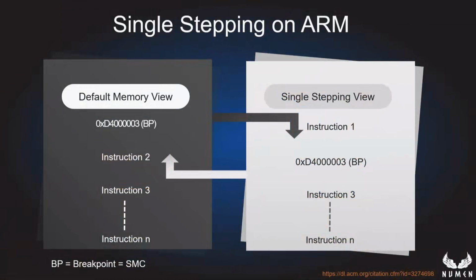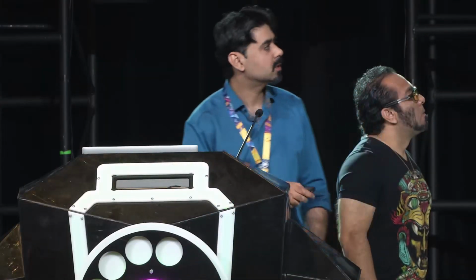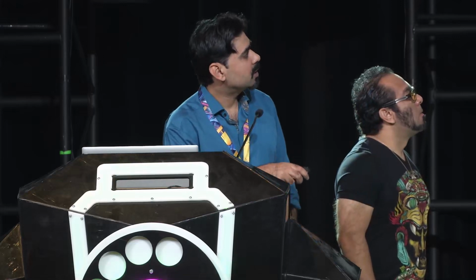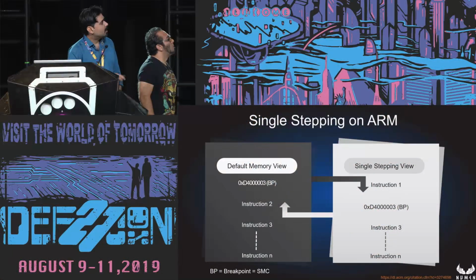It's also called SMC. It's a special instruction. On Intel, it's int3, so you can use the same for Intel also. But you don't have to use this one for Intel, just to mention that, because Xen actually supports single stepping on Intel, so you can just use that. So on the first instruction, you put one breakpoint in the default view. And then on the second instruction, you put another breakpoint, but in the single stepping view.